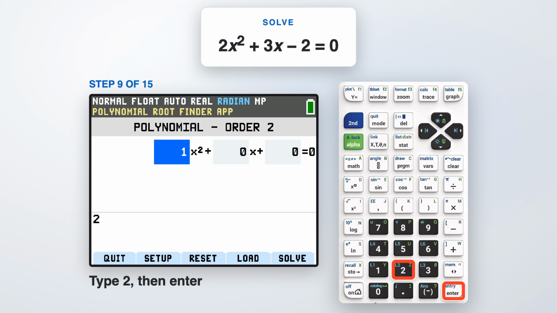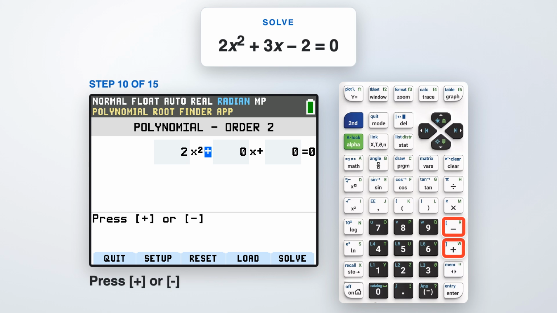Start by typing 2 and press Enter. The highlight jumps across to the sign. The signs between the terms are boxes of their own, and they take the plus and minus keys. Ours is a plus, so press plus and then Enter.